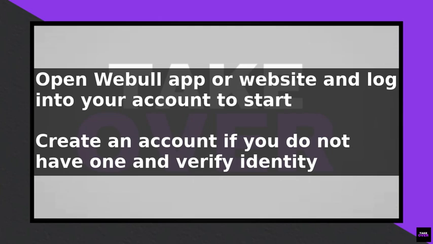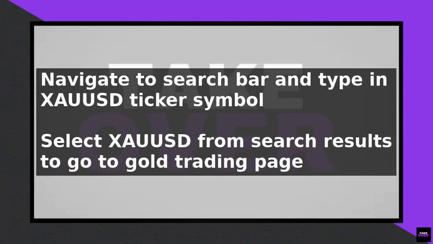Select XAUUSD from the search results to go to the gold trading page. On the XAUUSD trading page, you will see the current price and a chart of the gold price over time. You can use this information to help you decide when to buy. Below the chart, you will see the buy and sell buttons. To buy XAUUSD, click on the buy button.